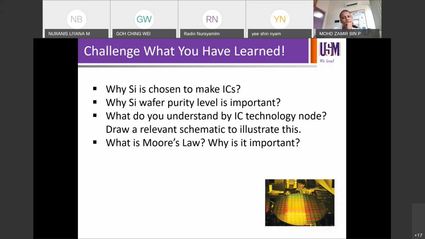High band gap. When you compare to germanium, yes, higher band gap, 1.1 versus 0.7, right? Other reasons? Ada lagi? Why do we choose silicon? Can operate at high temperature. Yes, it can stand high temperature.